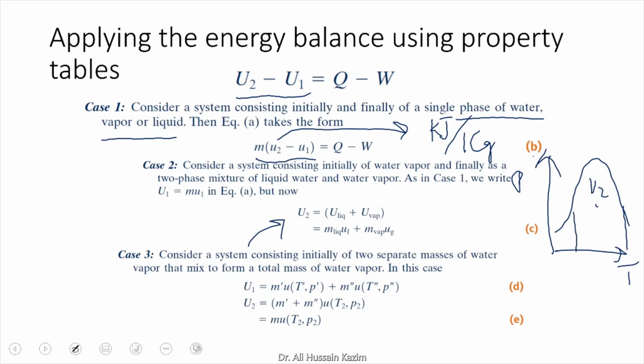So all the properties on the saturated liquid line are called uf. All the properties on the saturated vapor line are called ug. So you multiply the mass of liquid with uf plus the mass of vapor into ug to get the specific internal energy in the mixed vapor region.